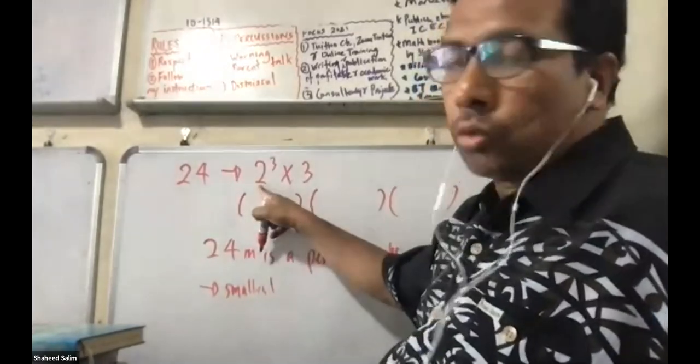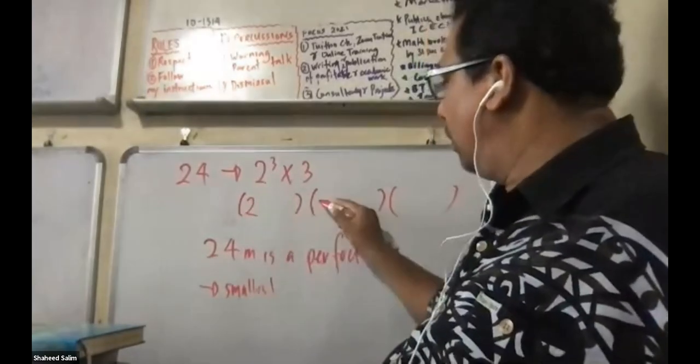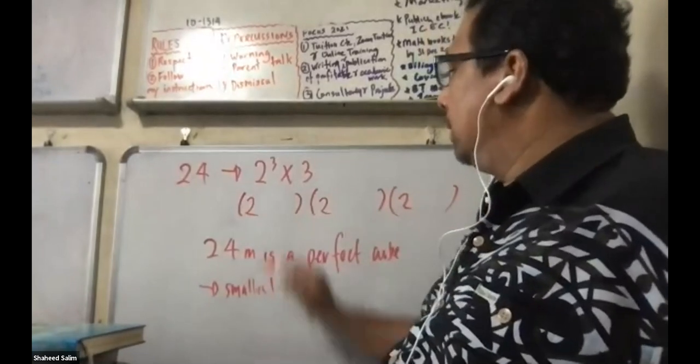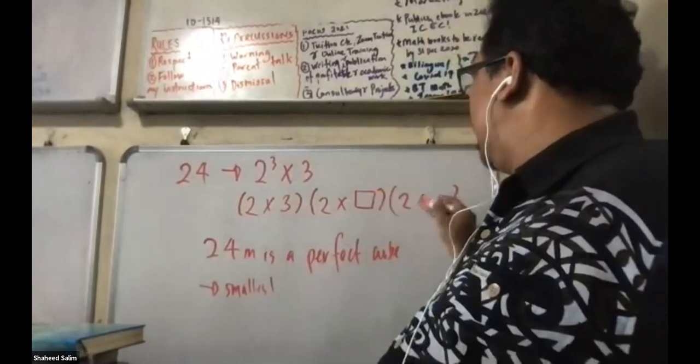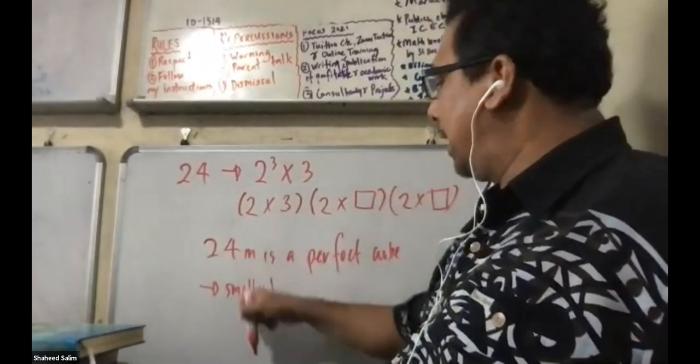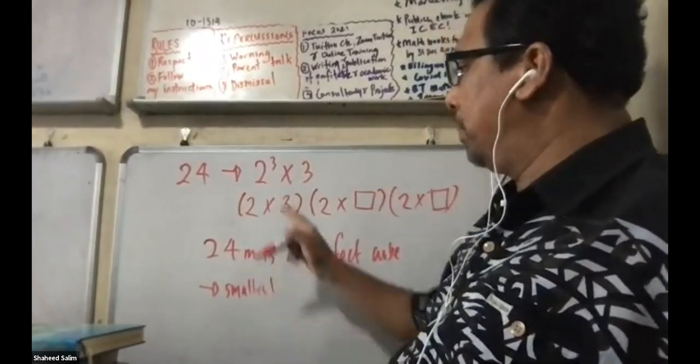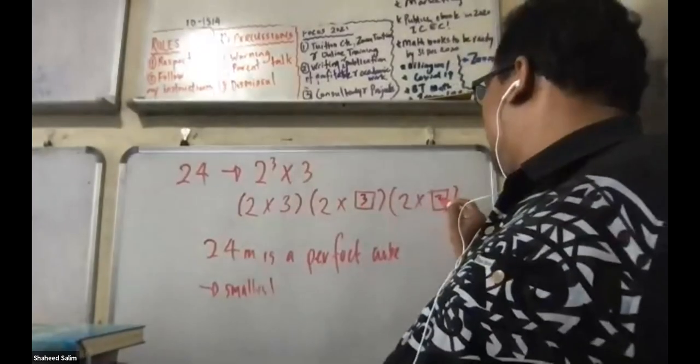There are 3 2's, right? So I can put 1 here, and 1 here. But there is only 1 3. I need to multiply by another 3. And so what is the smallest value for m for it to be a perfect cube? 3 times 3, 9.